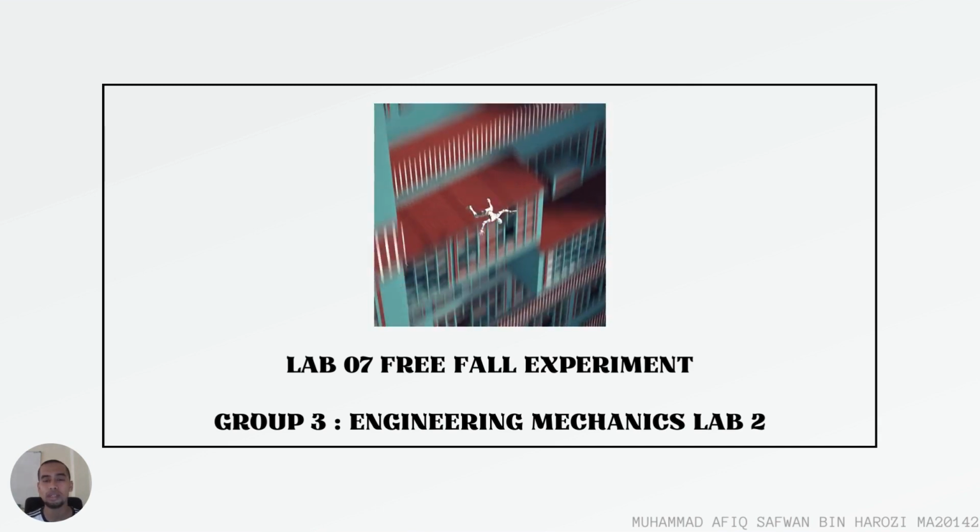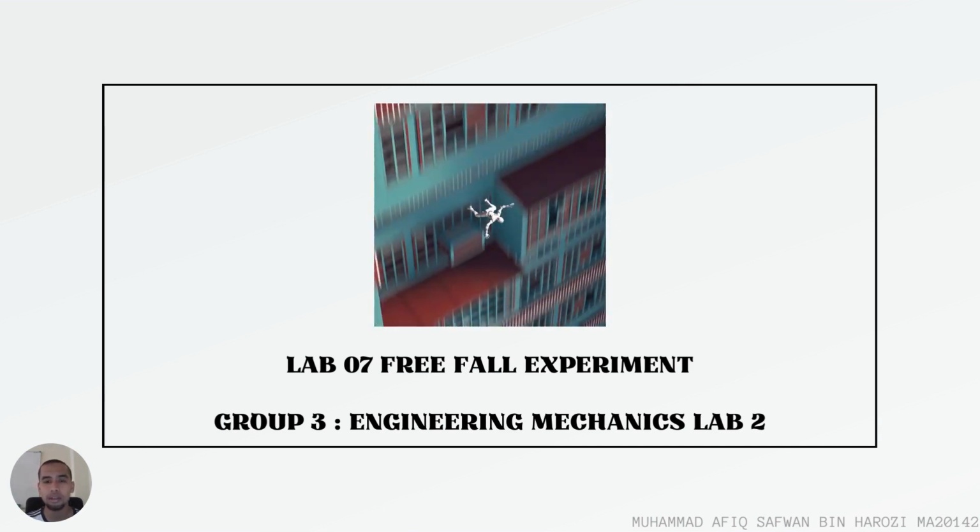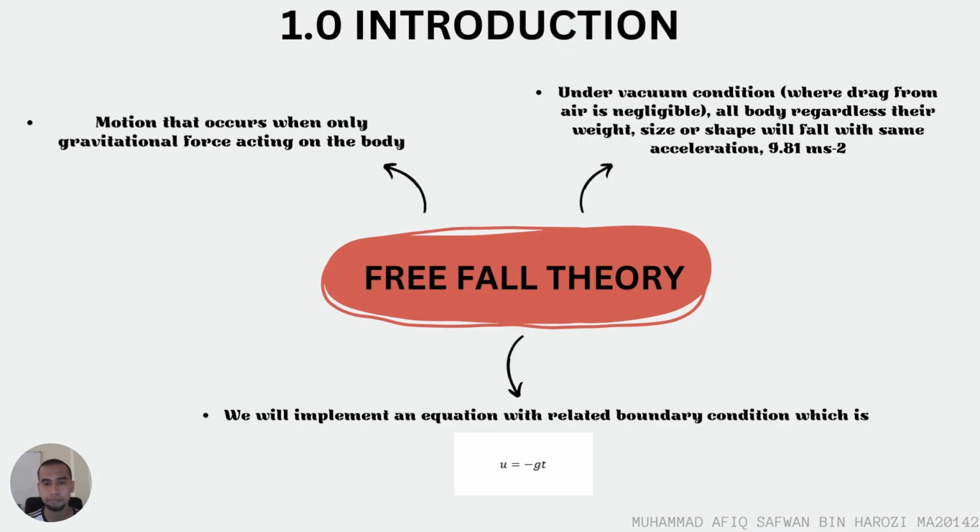They are going to present about Lab 7 regarding the free fall experiment. Free fall is a motion that occurs when only gravitational force is acting on the body. So, under vacuum condition, all bodies, regardless of their weight, size, or shape, will experience the same value of acceleration, which is equal to gravitational acceleration.